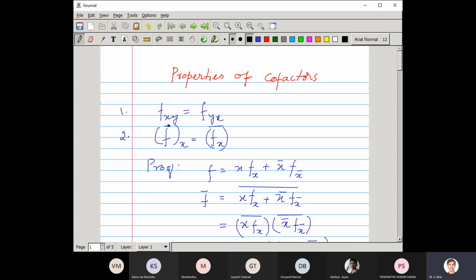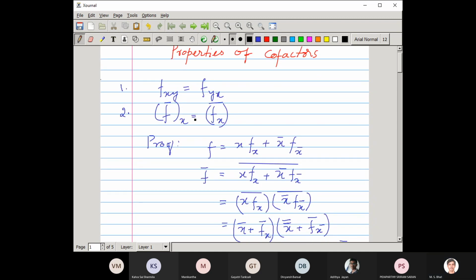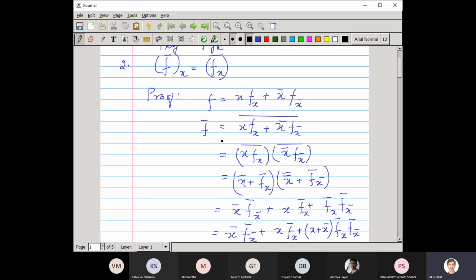We have seen f of xy is equal to fyx. That is, the cofactor of f with respect to x followed by the cofactor of fx with respect to y is the same as the cofactor of f with respect to y first and then x, because they are independent variables. Similarly, the cofactor of the complement of the function is actually the complement of the cofactor. You can quickly prove that; it is straightforward.